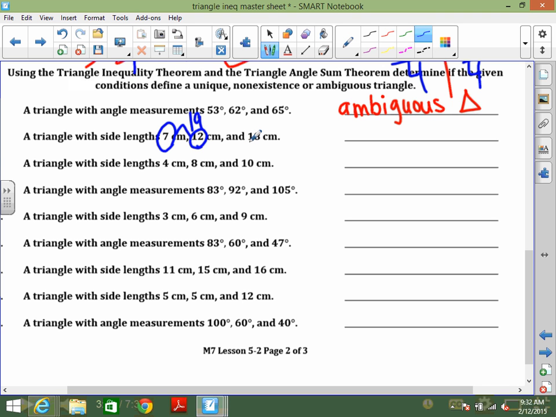Why can we only make 1 triangle here? Well, we know it makes a triangle. And we know the exact side lengths. We can't make a different side length triangle. It can only be a triangle that's 7, 12, and 18. That's it. Because it gave us the side lengths. So this one's called unique. You can only make one triangle with this because it gave us side lengths that work. Okay? We can't do more.